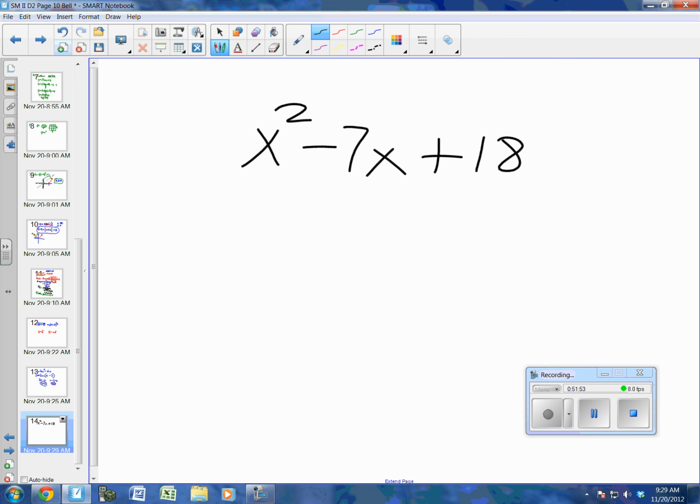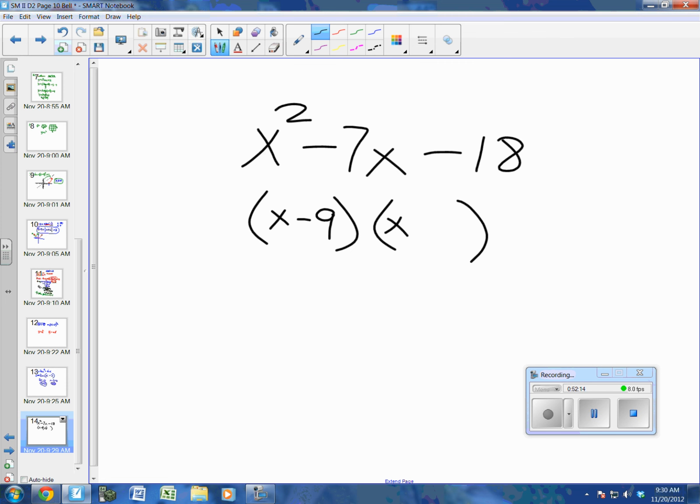You know what? I did this wrong. Hold on. How about if I made them negative 18? Then could you do it? Sorry. If I made negative 18, could you do it, you guys? What does it factor to be? X minus 9 and x plus 2. Because 2 times negative 9 is negative 18, and negative 9 plus 2 is negative 7. Got it?